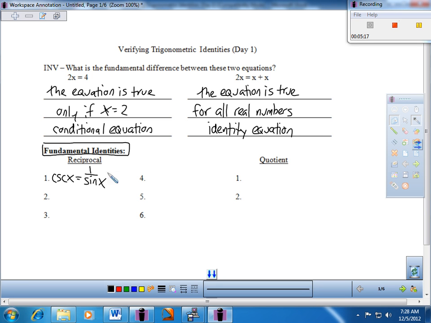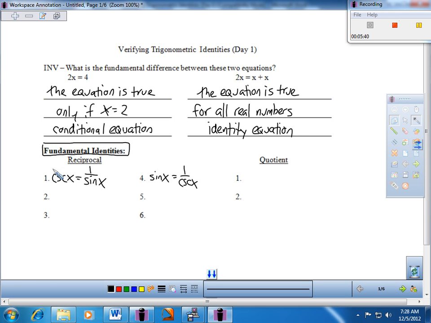I think what I'll do is, we don't use this one quite as often, so I'm going to put it down on number 4, but essentially this would be the same as well. So 1 over cosecant is sine. So cosecant in the denominator is the same as sine in the numerator, and vice versa here. Sine in the denominator is the same as cosecant in the numerator. Okay, so those two pretty much go hand in hand here.